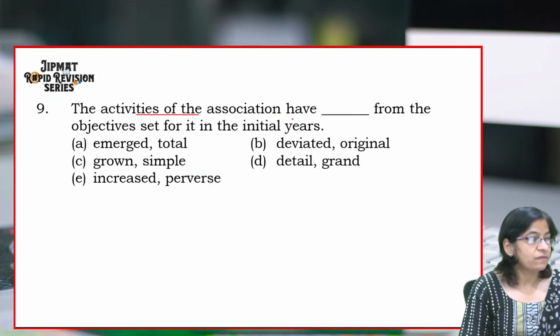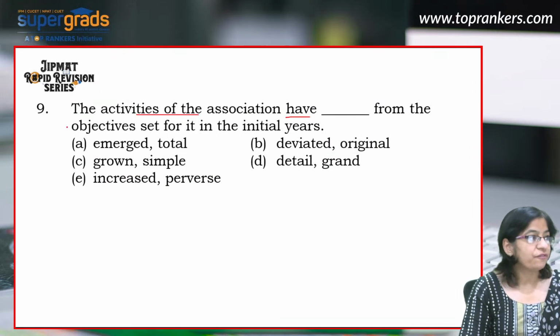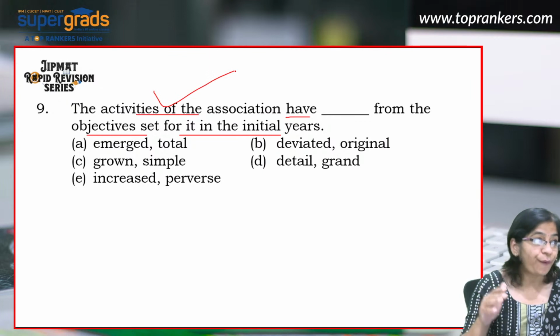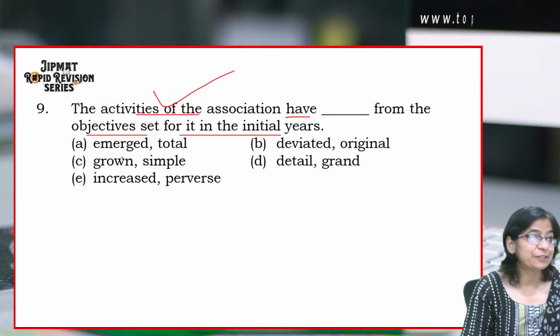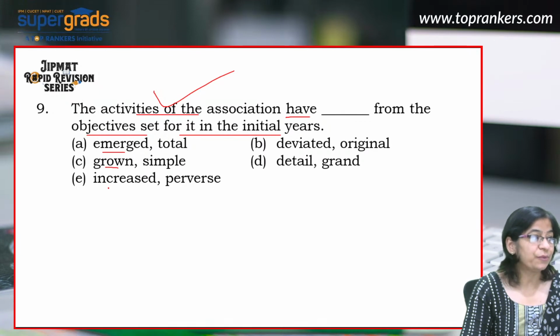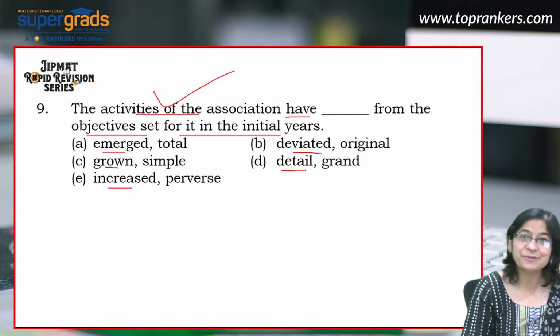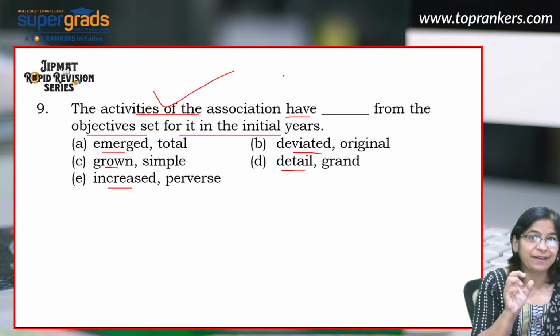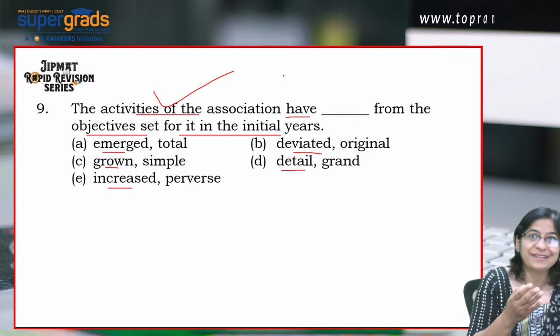The activities of the association have dash from the objective set for it in the initial years. Now let's see. The activities of the association have dash from the objective set for it in the initial years. So is it emerged, grown, increased, deviated, detailed? How about you try and give me the answer? Try to look for the key word that will guide you to the answer.